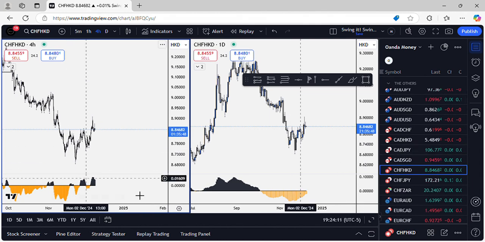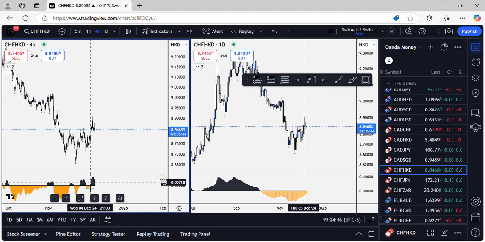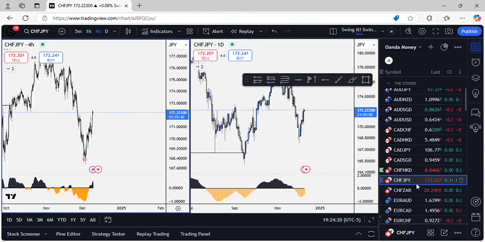So like a prime example, this is in a retracement. Momentum is showing sells. However, the 4 hour shows buys. I'm going to go ahead and flag it. Same thing with this.